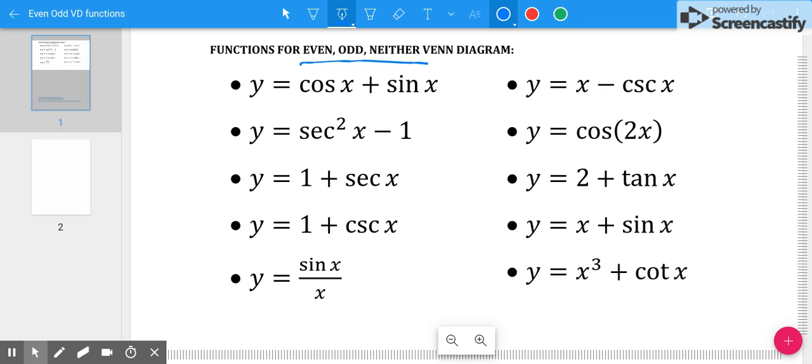And then the answer key to the sunshine and clouds document, as well as the answer key to the Venn diagram, are posted in Classroom for you to check. Good luck.